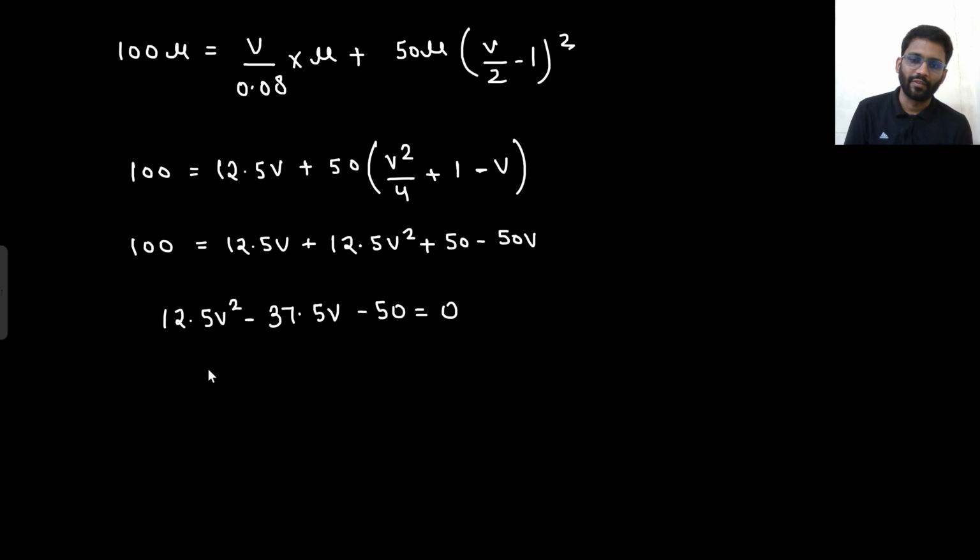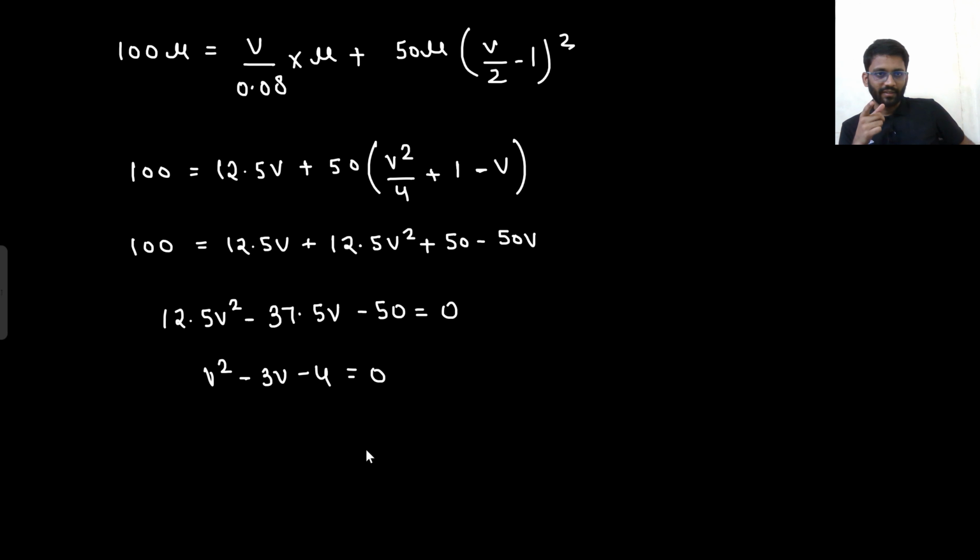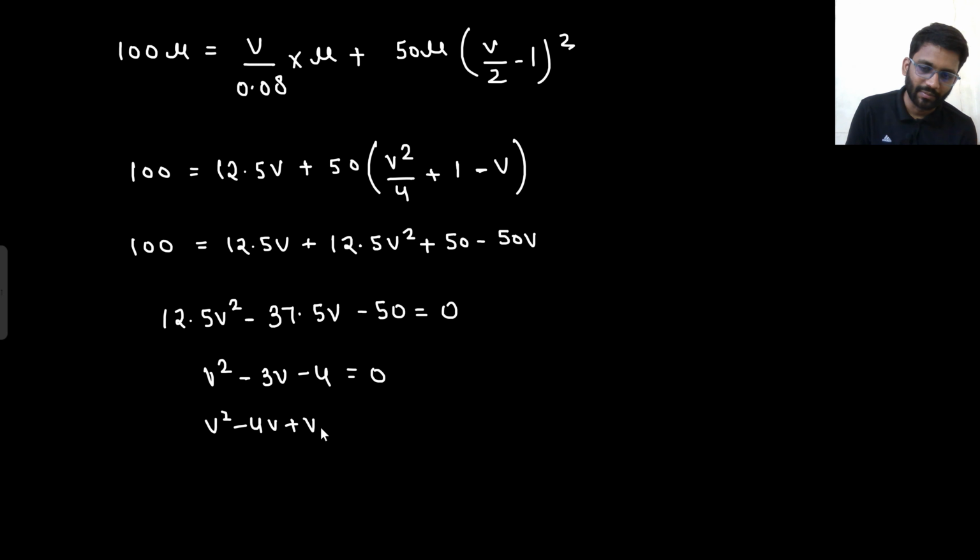Now I can divide by 12.5. V square minus 3V minus 4. Very easy it became, right? It became very easy here. This is the final equation, V square minus 4V plus V minus 4. V minus 4 and V plus 1. So from here you are getting two values of V. V values are minus 1 and 4.